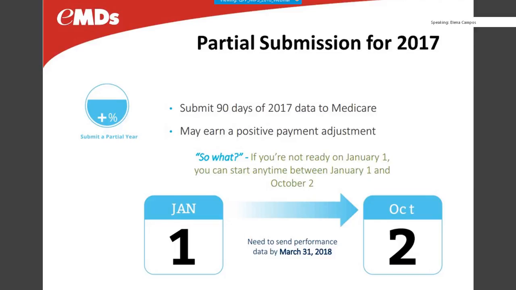A partial submission for 2017 means submitting 90 days of data to much more likely earn a positive payment adjustment. So that continuous 90 days needs to occur during the 2017 year, and the data has to be submitted by March 31st, 2018, much like the PQRS or MU reporting program today. October 2nd of 2017 is the last day possible to begin a 90-day reporting period.